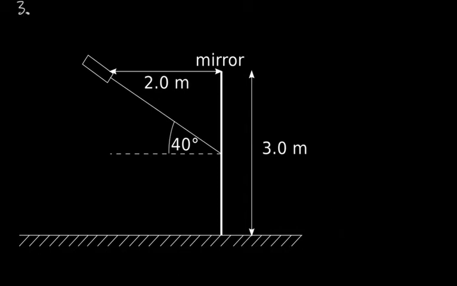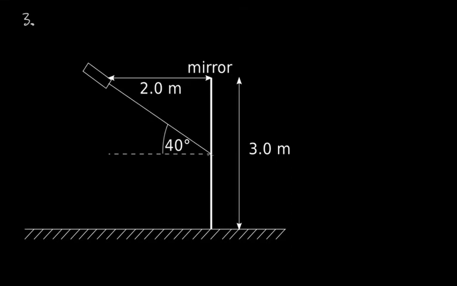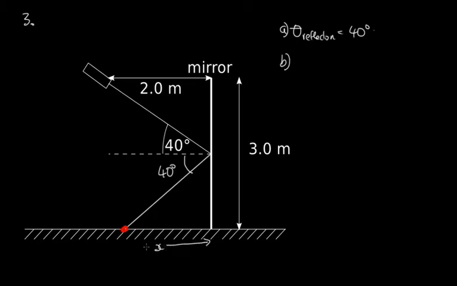Well, that bit's easy. The angle of reflection is in here, and our law of reflection tells us that the angle of incidence is equal to the angle of reflection. So this angle of reflection is just equal to 40 degrees. Now in part B, it says how far in front of the mirror does the laser beam strike the floor. So what we're trying to find is this point here. So let's label this length along here, length X. So if we can find X, that will be the answer to our problem.